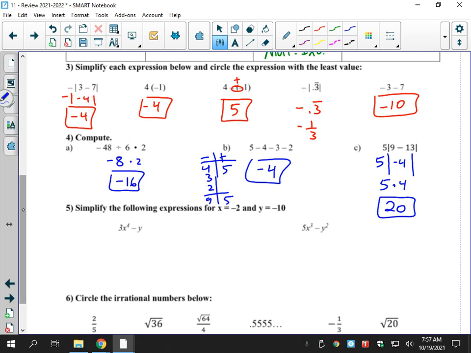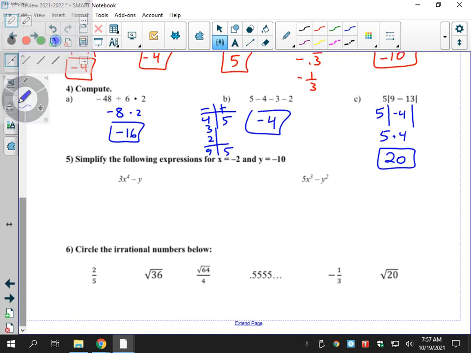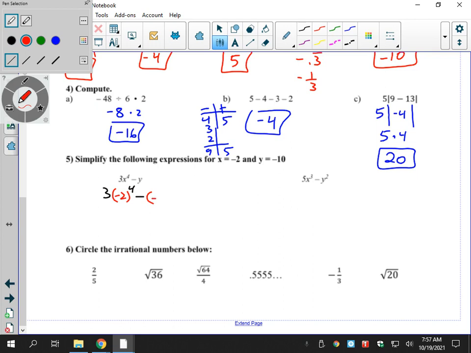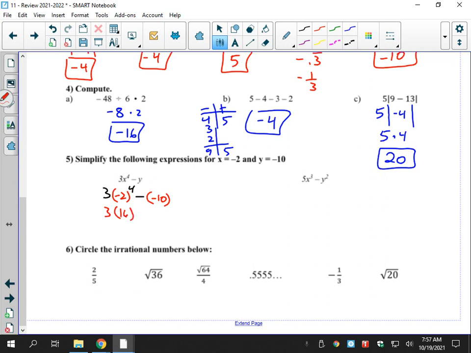On 5, we're evaluating the expression. So we're going to substitute in and then simplify. Okay, so we've got 3 times x to the 4th. X is -2. So the 4th power minus, and then y is -10. Now -2 to the 4th power, negative number and even number of times, that's going to be positive. 2, 4, 8, 16. 3 times 16. Here we can combine the double sign, plus 10. Okay? 3 times 16 is 48. Plus 10 is 58.